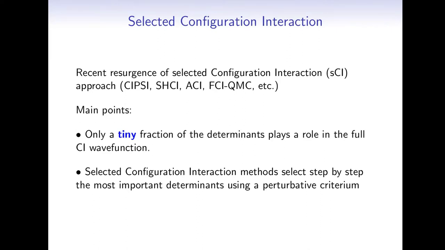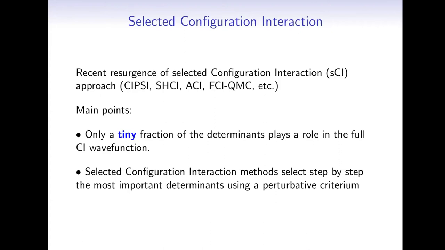And what selected configuration interaction does is, you start with some reasonable wave function, for example, the Hartree-Fock determinant, and you select in an iterative way the most important determinants using a perturbative criterion. It means that you take psi zero as the Hartree-Fock, you look at the connection by H, what are the single and double excited determinants which are the more important in the sense of the contribution to the wave function, and you accept a certain number of these determinants and you iterate.